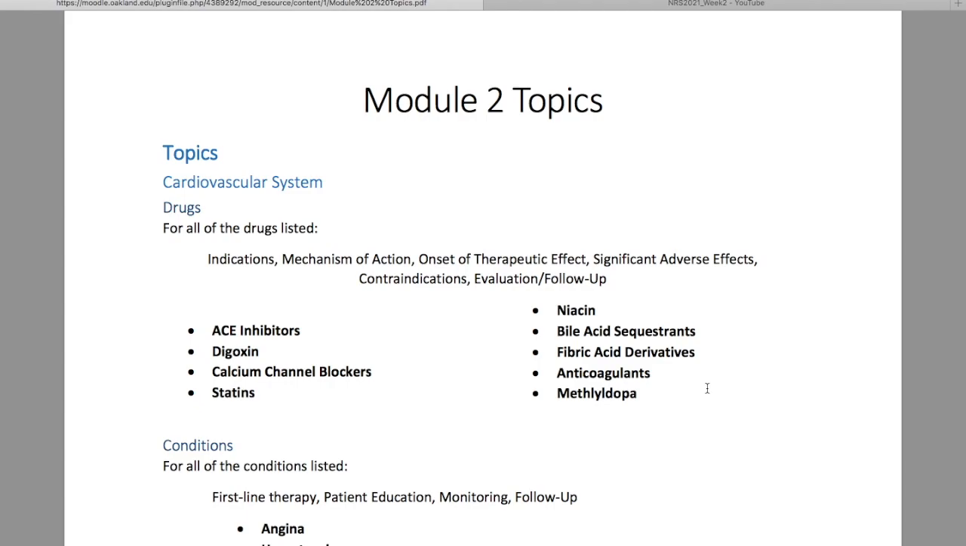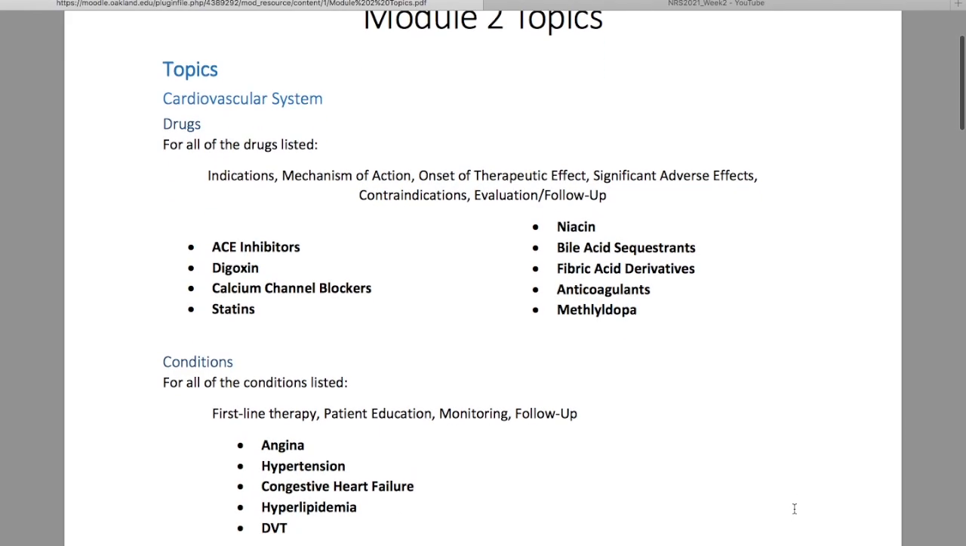For all of the drugs listed, you're going to want to make sure that you understand the indication. So when is that drug prescribed? The mechanism of action. How does that drug work for what it's prescribed for? So how does it work in the body to treat the symptom or cure the disease? The onset of therapeutic effect. When does that drug start working? What are its significant adverse effects? So you don't necessarily need to know every single adverse effect possible. You want to know the significant ones. And those significant adverse effects are going to be covered in the videos or in the PowerPoint lectures.